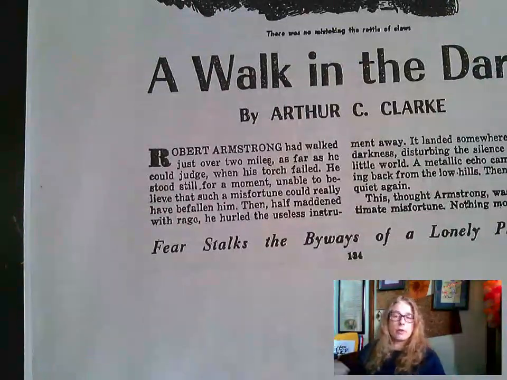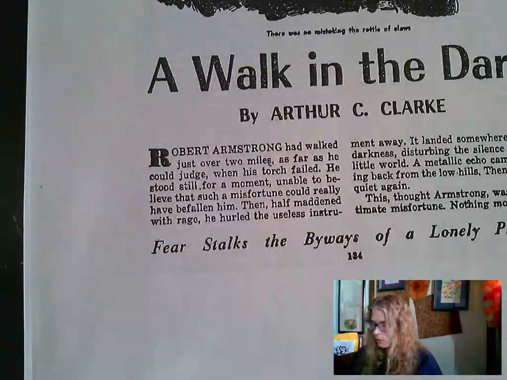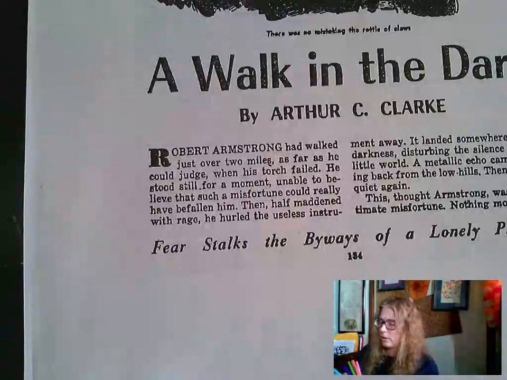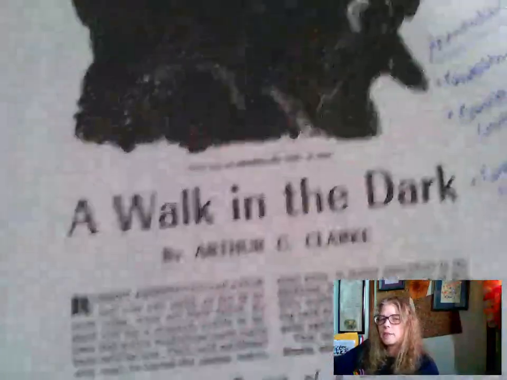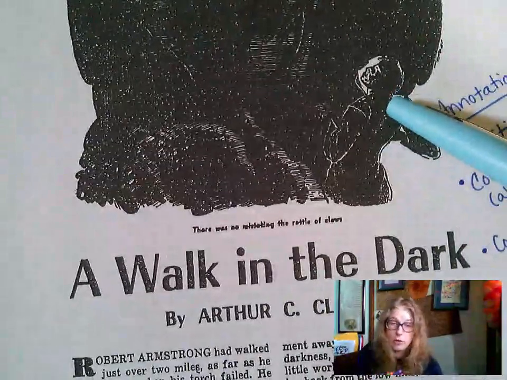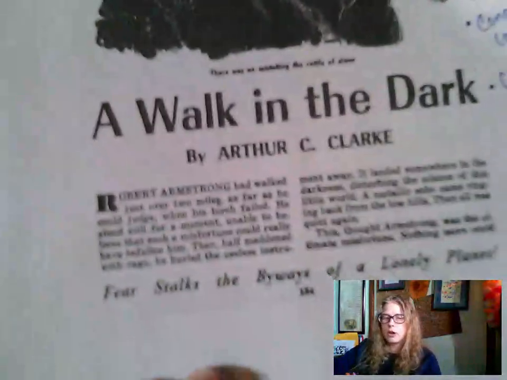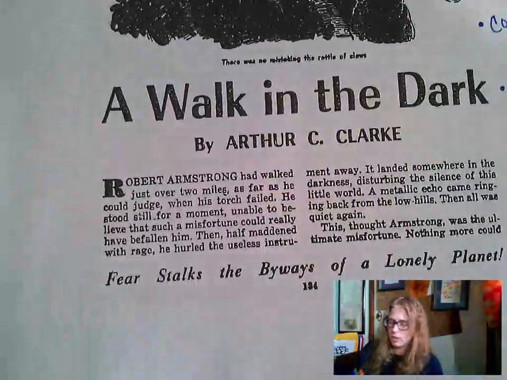So here's how the start of it works. I look at the first sentence. Robert Armstrong had walked just over 2 miles, as far as he could judge, when his torch failed. So I have a couple of questions about that. I can tell from this picture that this looks like a space guy. Plus, if you've been in my class, you know this is a space essay because I've talked to you about that. So the name Robert Armstrong makes me think something. It's a connection that I have.